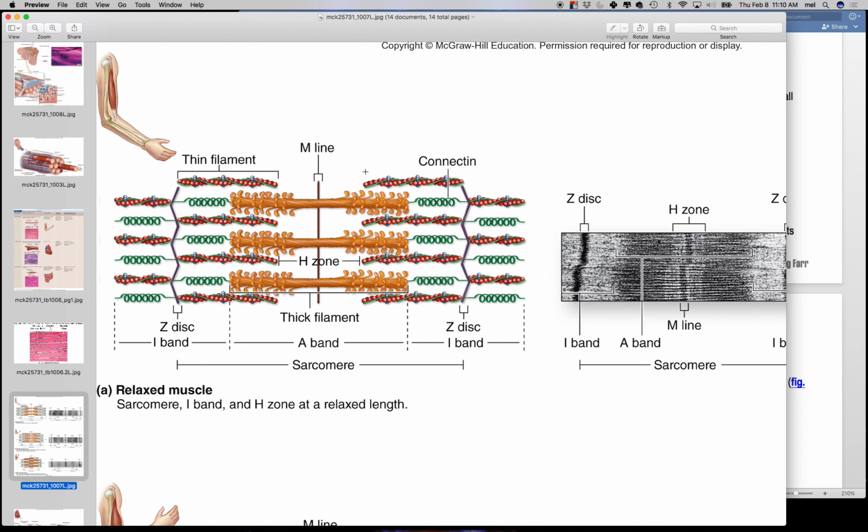And then the orange ones that are much thicker in the middle, do you see those? Those are called myosin.